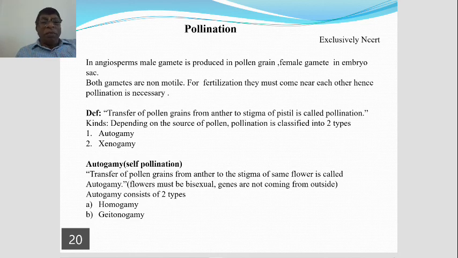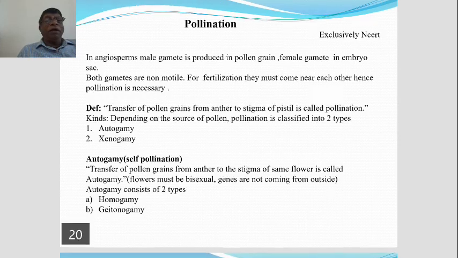Autogamy consists of two kinds, you can say. One is homogamy and the other is geitonogamy. Homogamy and geitonogamy.